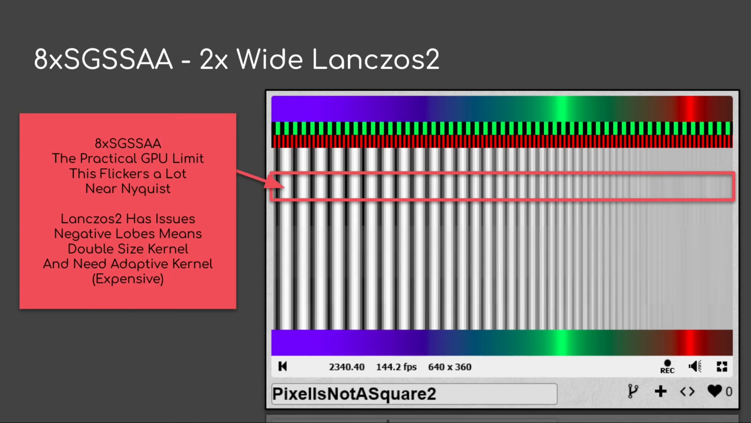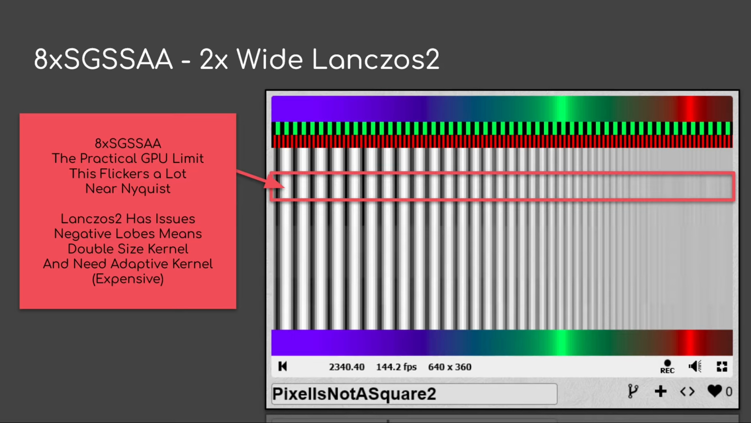Now if we go to what we could do today, that would be 8X SGSSAA with the same kernel, and this would be effectively the practical GPU limit, and it does flicker a lot, especially around Nyquist. And the reason, of course, it flickers is because if you have only 8 samples per pixel, and you don't have an even distribution of the fence posts and the black, then you're going to get something that's plus 1/8 or minus 1/8. So Lanczos 2 has a lot of issues.